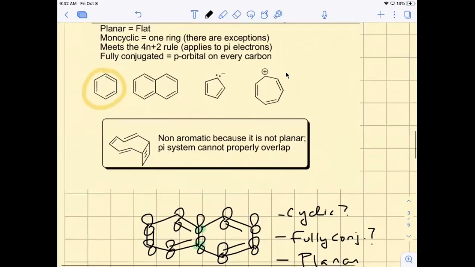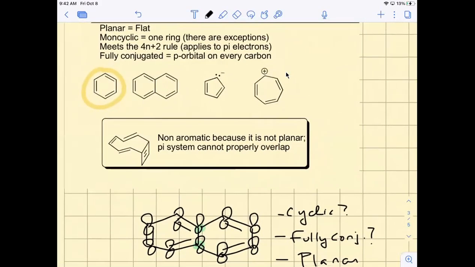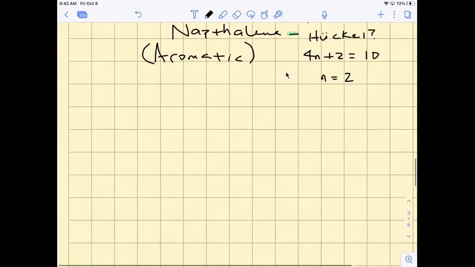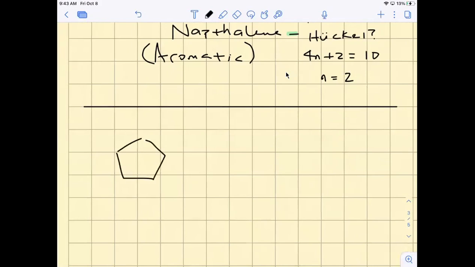All right. So let's look at the ions that are here, because these are special cases, right? Both of these are special cases. So let me start with the cyclopentadiene structure, which is here.